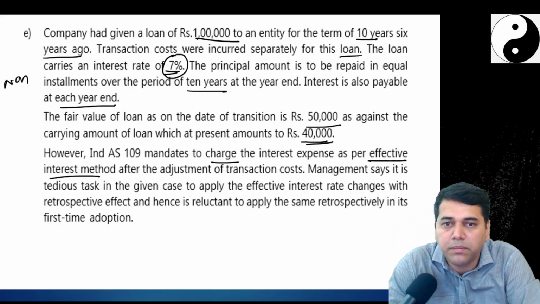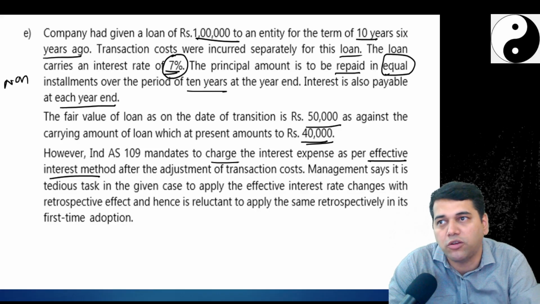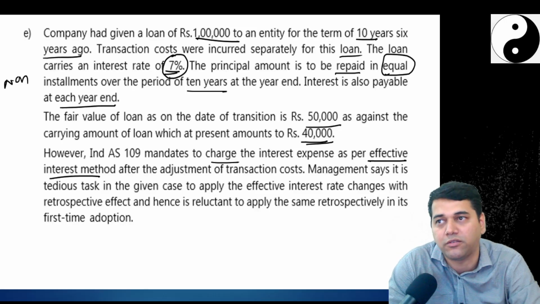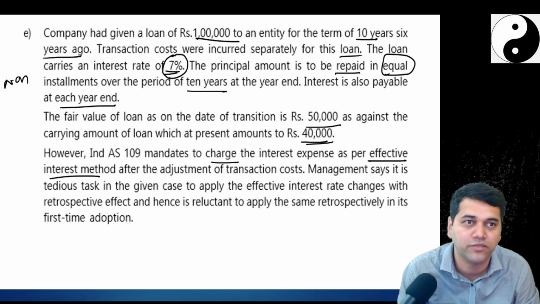It's a conventional loan, but the principal amount is to be paid in equal installments, no? So the moment you say equal installment, you have to pay. In conventional, what will we treat? Only principal paid at the end of the year, no? Because the first step is to calculate the cash flows.